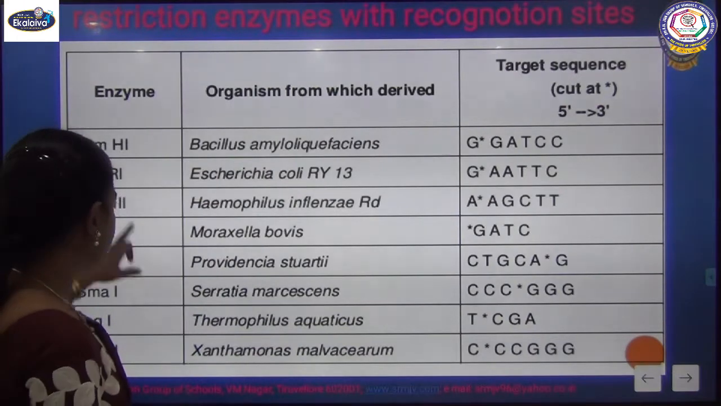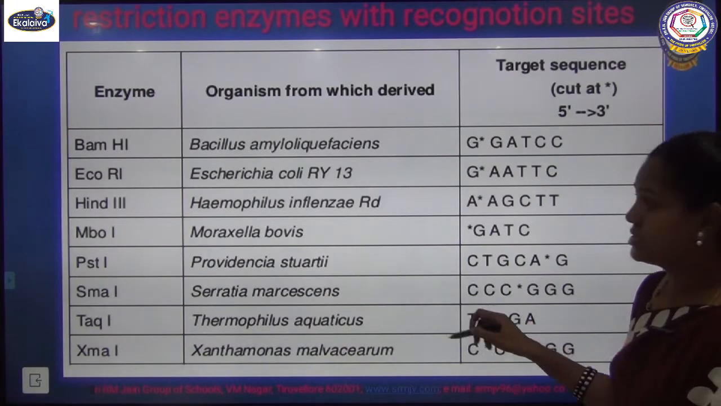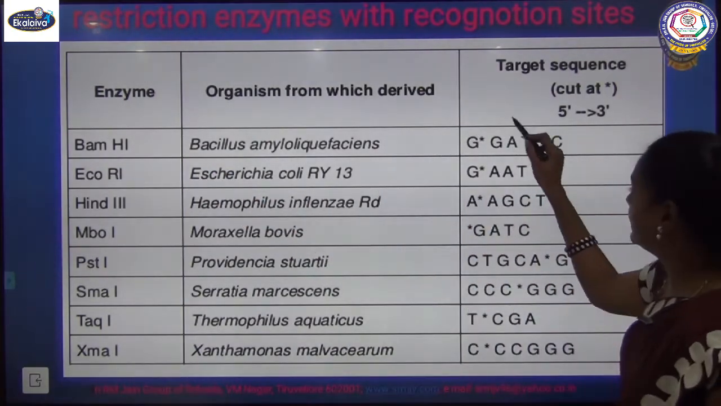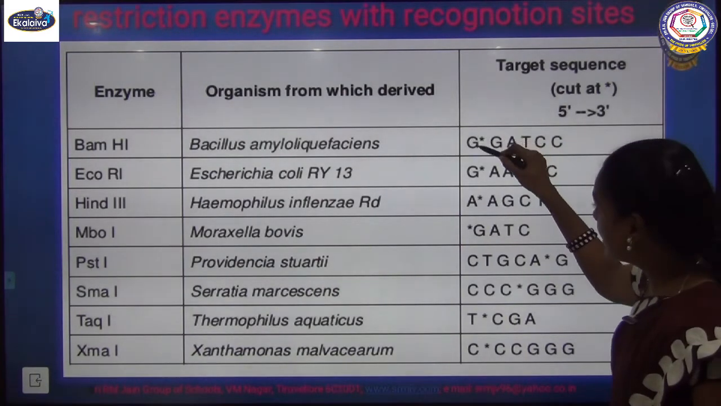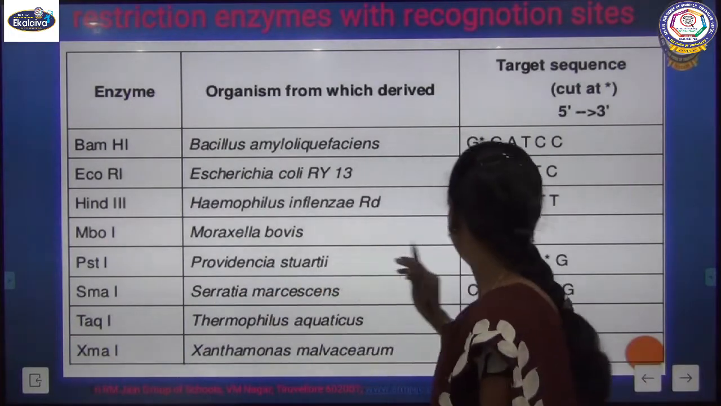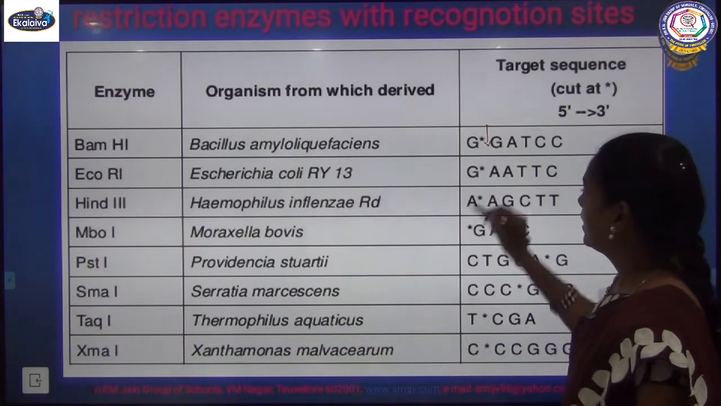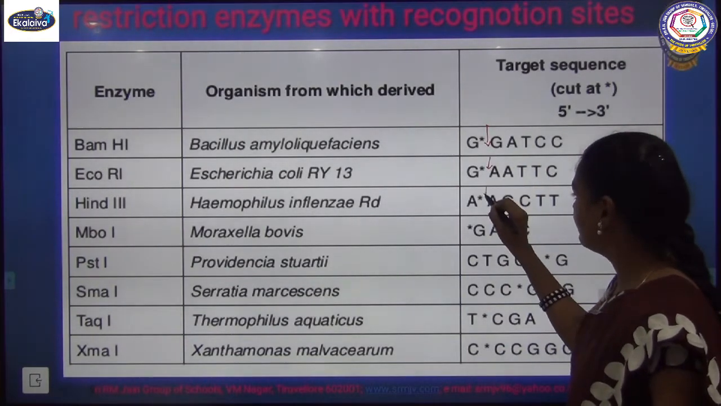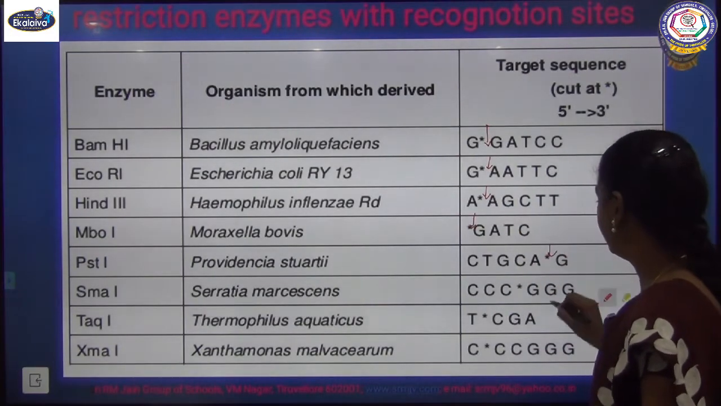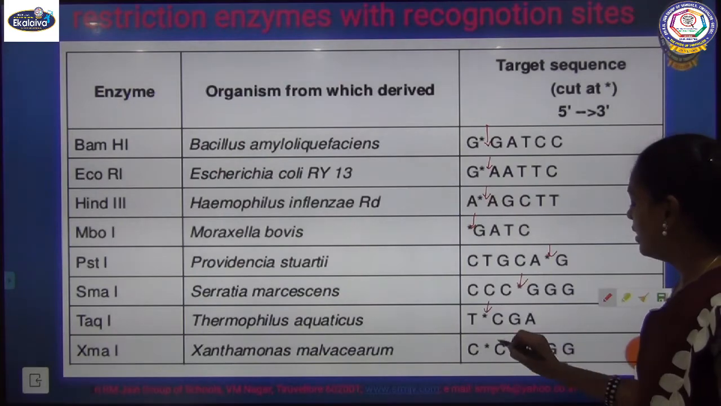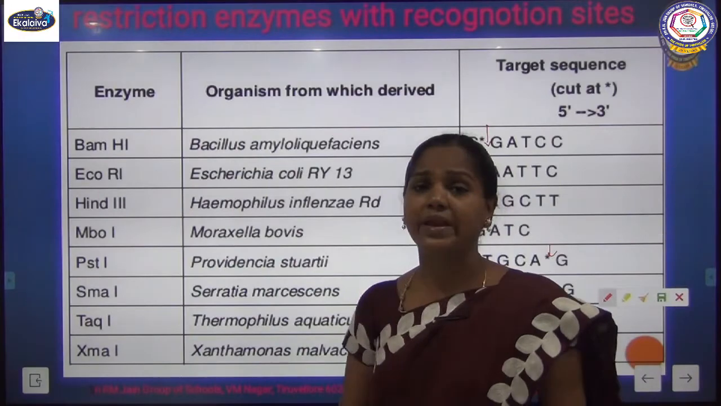And these are some examples of restriction enzymes with their recognition sequences. So BamH1, when you see the recognition sequence, it is GGATCC. Some star is given here. That is the place where this enzyme will go and make the cut. Wherever the star is given, that is the place where the enzyme will make the cut. And here it is here, and here it is here. So this is about the recognition sequences for a few restriction enzymes.